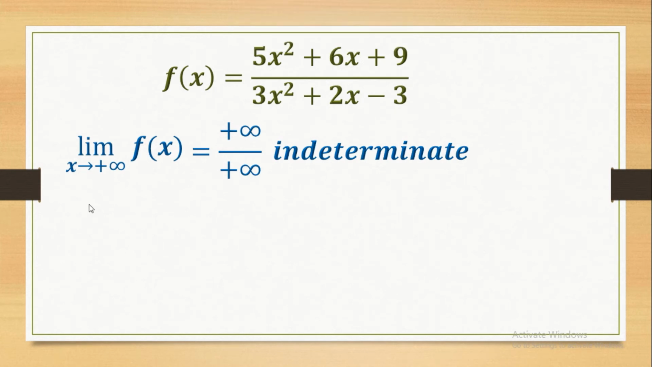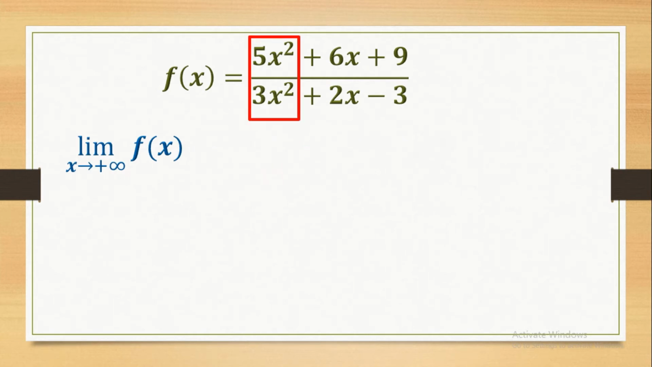Well, you may ask, can't we calculate the limit in this case? Actually, we can. How do we calculate the limit of f of x in such cases? We take on the numerator the highest degree of x, which is here x squared with its coefficient. And on the denominator also we take the highest degree of x, which is here x squared with its coefficient. Then the limit of f of x at plus infinity will be equal to the limit at plus infinity of 5x squared over 3x squared. To understand it more, let's solve it together.